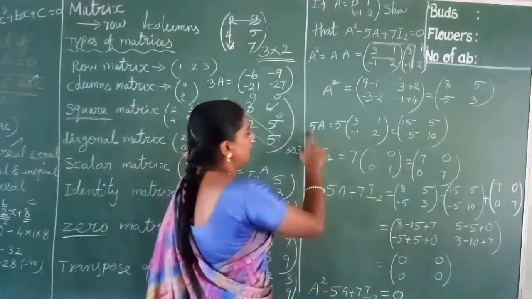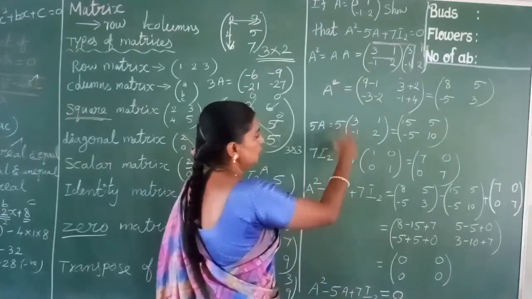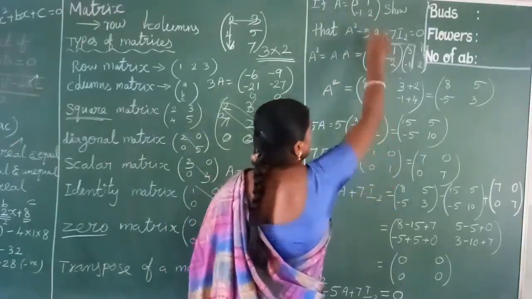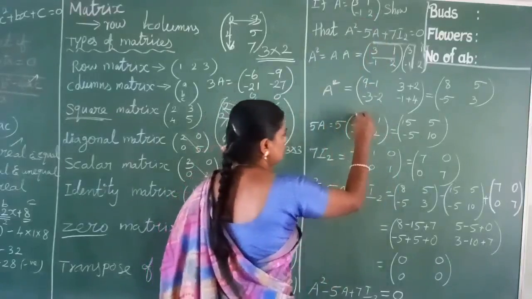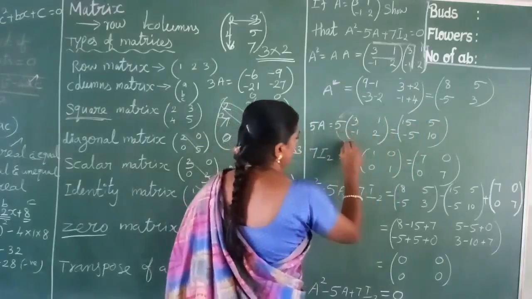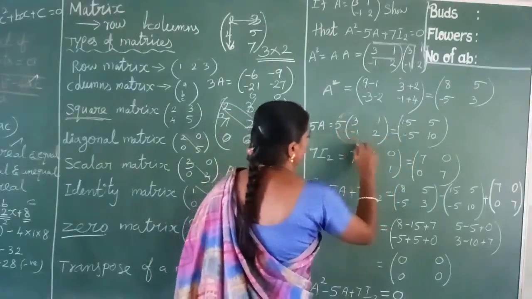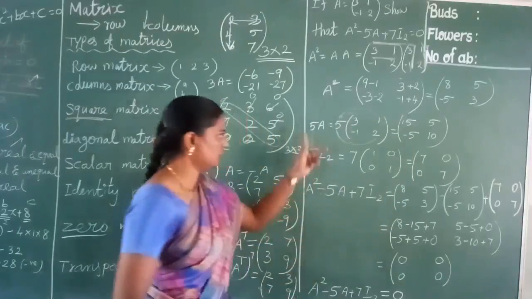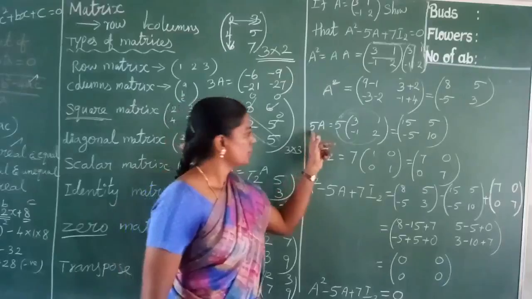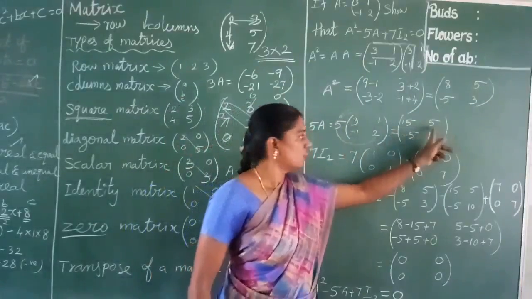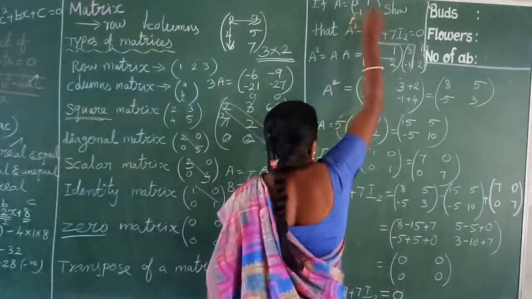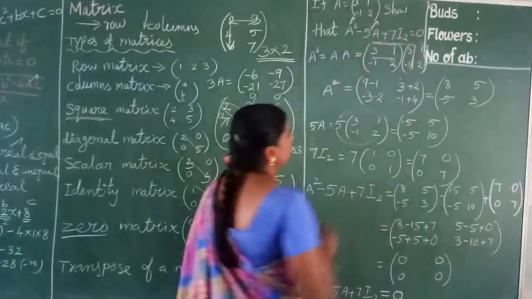Next, 5A. 5 into A, where A is [3, 1; -1, 2]. So 5 into 3 is 15, 5 into 1 is 5, 5 into -1 is -5, and 5 twos are 10. 5A means the A matrix multiplied by 5. So 5A is [15, 5; -5, 10]. Already we have found A square and 5A.